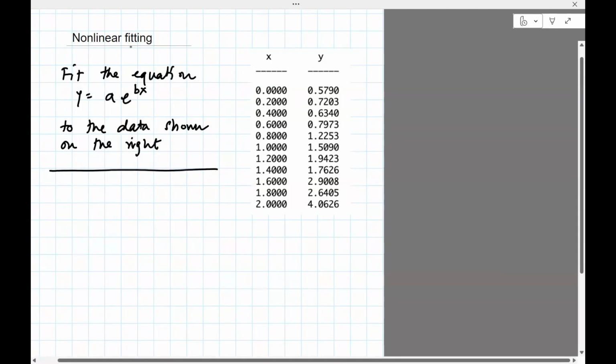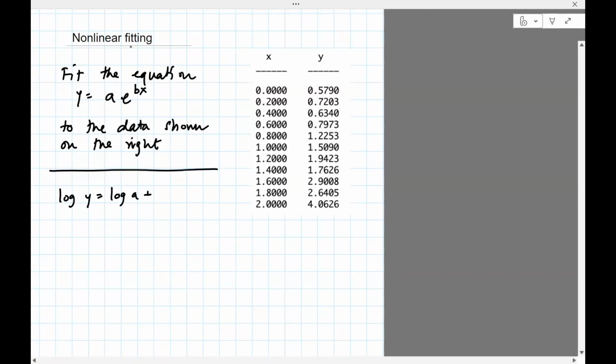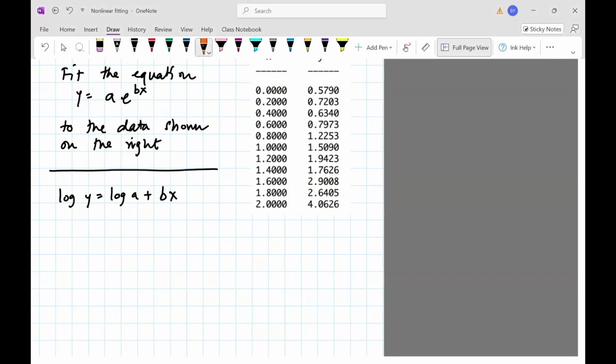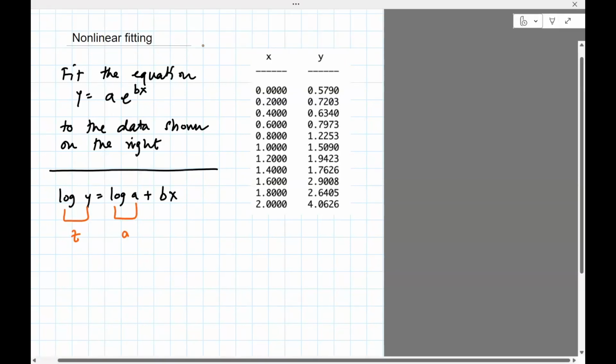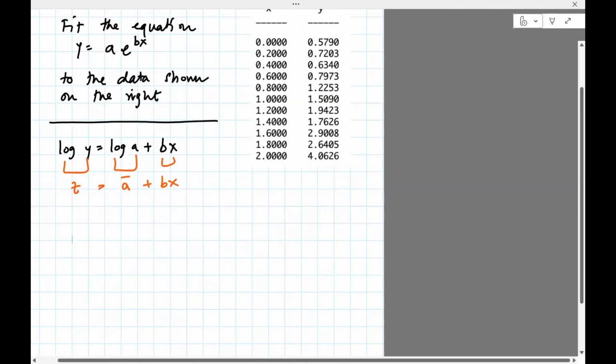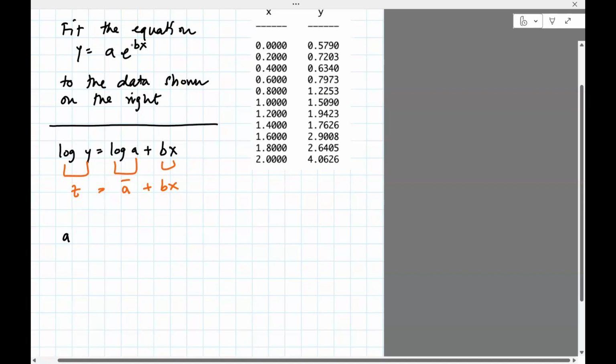Okay, so what we did here was we take logs of both sides. Log y equals log a plus bx. The log is to the base e. So when I do log of e raised to bx, it's just bx. Let's call this z. Let's call this a bar, and this is bx as is. Okay, so next there's a formula for a bar. The formula is something like this.